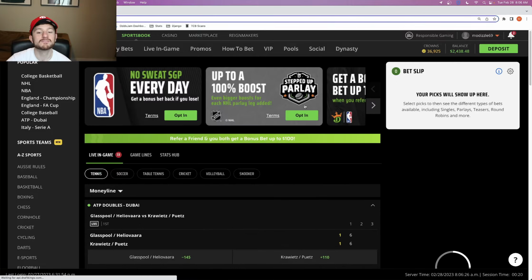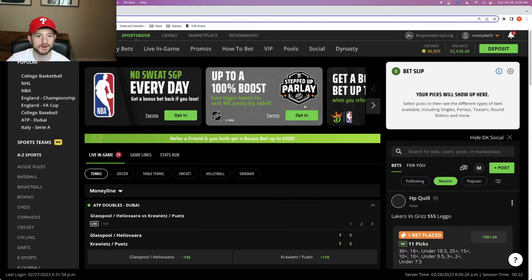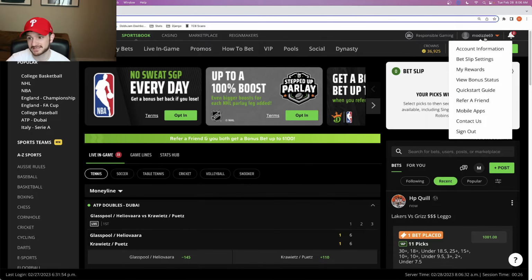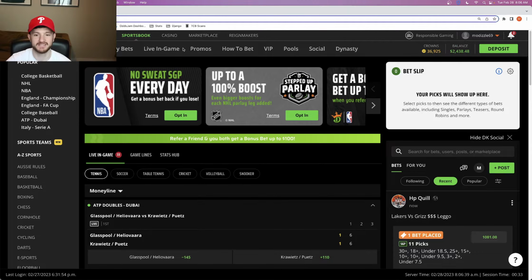So from here, this is what it looks like when you are logged in. Your balance is at the far right here, your account name at the top right as well. Don't judge me. I made this when I was in college. Don't judge that. And then the menu is kind of easy to sort out from here. So you're logged in. What's the next step when it comes to DraftKings?